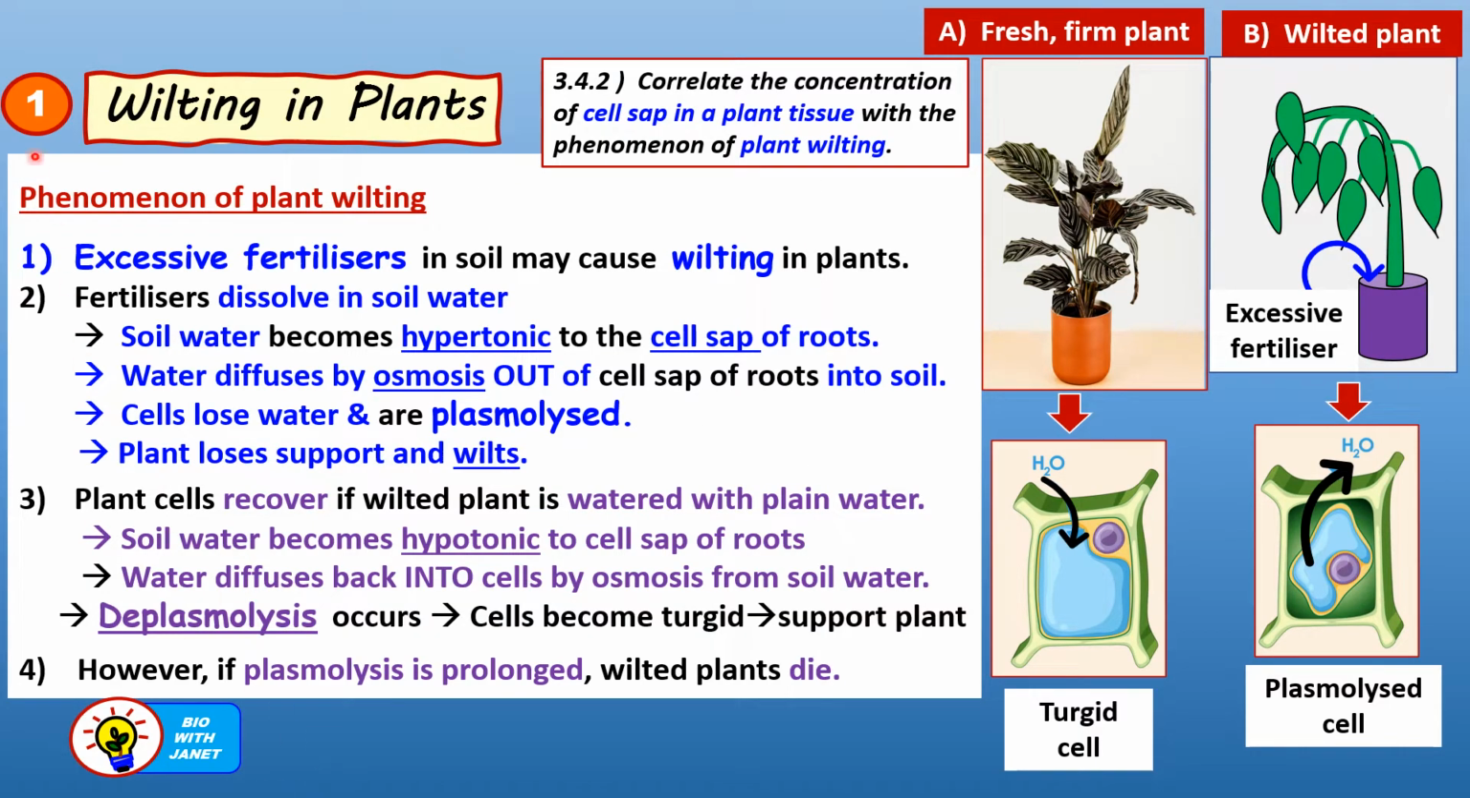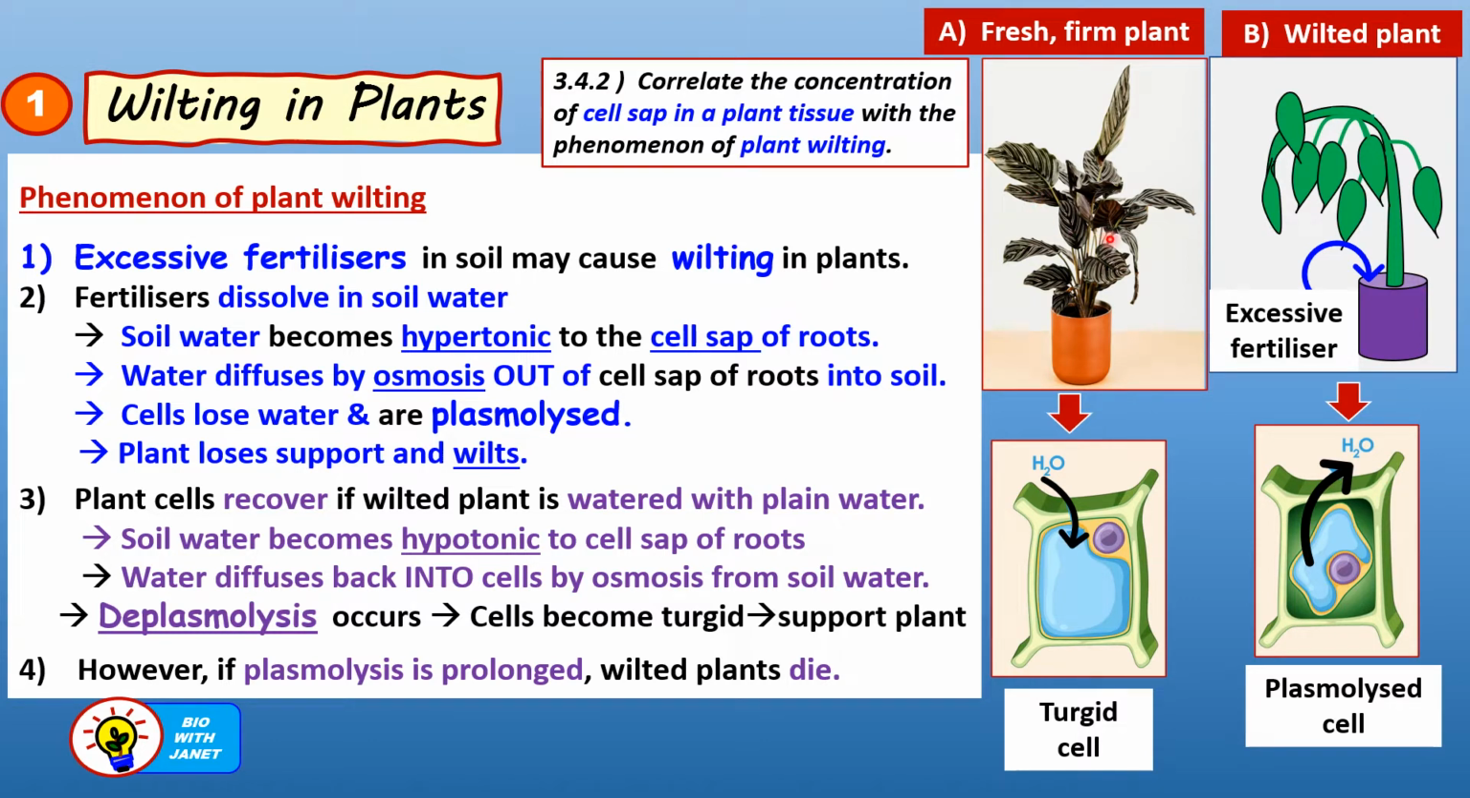So the first topic related to osmosis is wilting in plants. The learning standard is we should be able to correlate the concentration of cell sap in a plant tissue with the phenomenon of plant wilting. Okay, so first of all, let's consider a fresh, firm plant, like this plant here. Its stem is upright and firm, and then the leaves are well supported and held out in an almost horizontal position to receive the maximum amount of sunlight for photosynthesis.